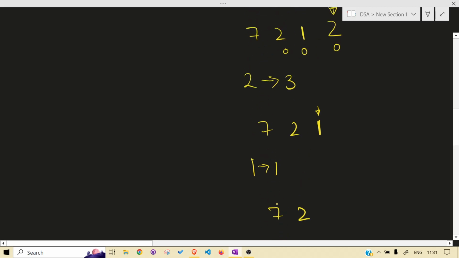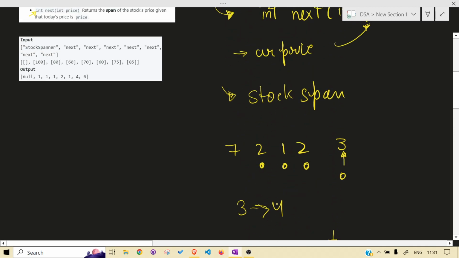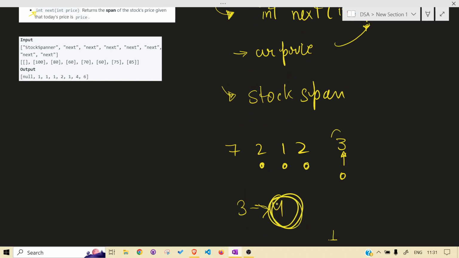So this much is clear, how we are going to calculate the span, and we have to just return this 4 if this is the case. I hope this much is clear. I am just showing that you will not be given the whole history like this. Why? Because for every next call you have to return the span, and also you have to store the price, because without storing it, how will you know what the price was on the previous days? So we need some data structure.